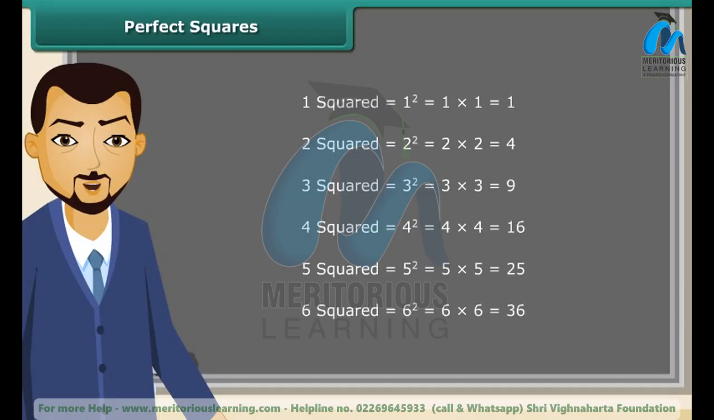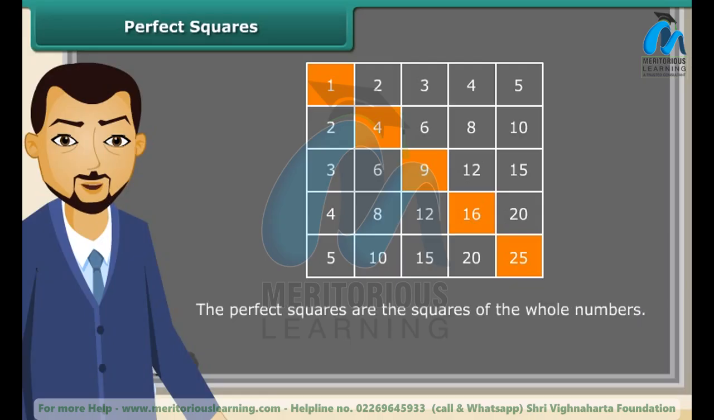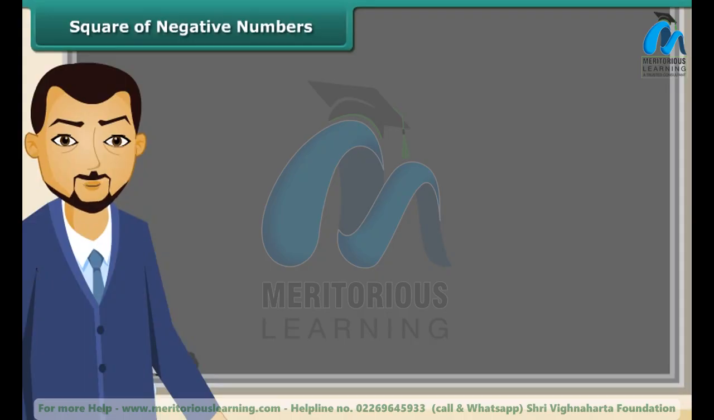We can also find squares on the multiplication table. Do you know what do we call these numbers? They are called perfect squares. The perfect squares are the squares of the whole numbers. Can we think of the square of a negative number? Yes, why not? Negative numbers can also be squared.